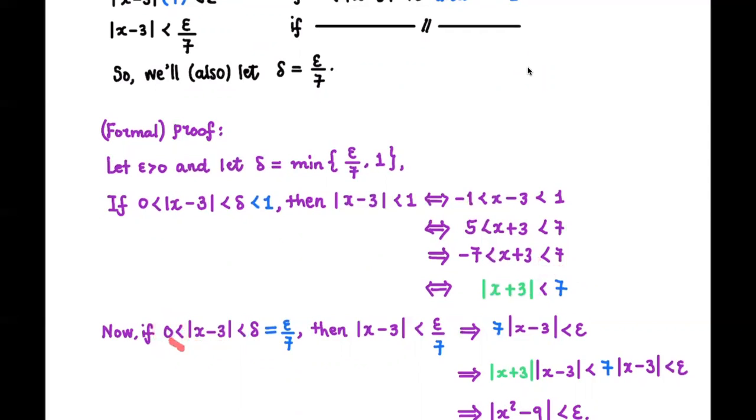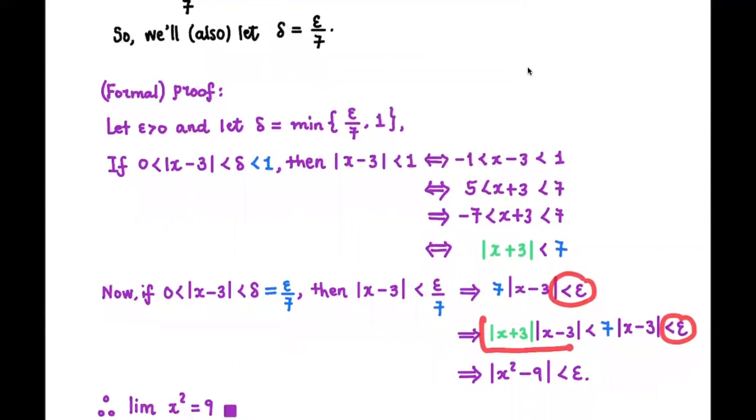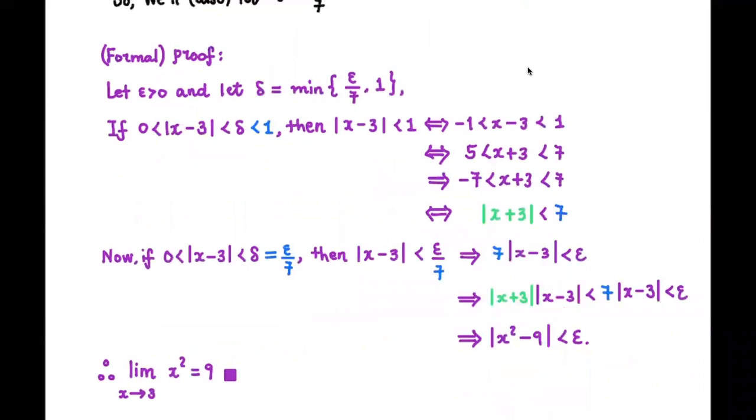Now you know why there's a positive here, and there's no equality. Because if there's equality, then there should be an equal sign that belongs here. So absolute value of x minus 3, absolute value of x minus 3. So we get this inequality here. Basically, you're just combining these two. And because 7 times absolute value of x minus 3 is less than epsilon, what happens is this one is less than epsilon. And then just multiply them all together, you get this one. Absolute value of x squared minus 9 is less than epsilon. And therefore, we have proved what we want to show.